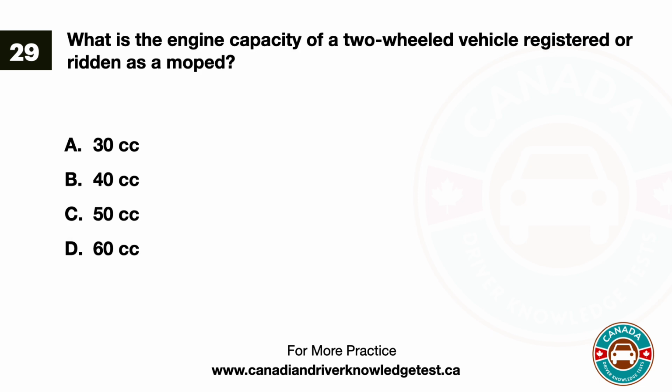Question 29. What is the engine capacity of a two-wheeled vehicle registered or ridden as a moped? A. 30 cubic centimeters. B. 40 cubic centimeters. C. 50 cubic centimeters. D. 60 cubic centimeters. The answer is C. 50 cubic centimeters.